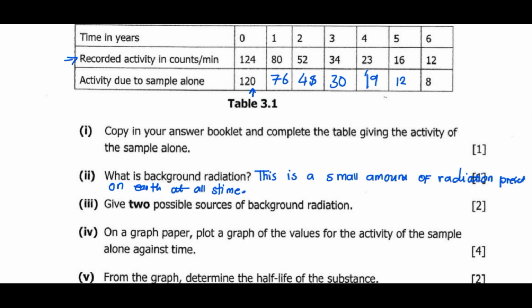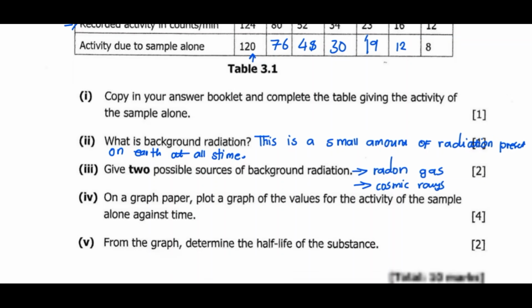Now give 2 possible sources of background radiation. We have the first one, radon gas from the Earth. Then also cosmic rays. Even explosions may also produce that.